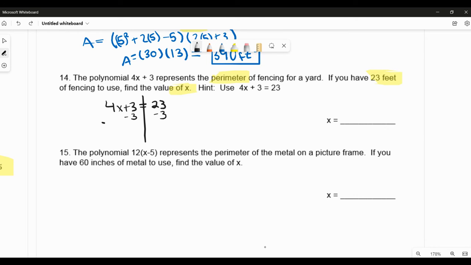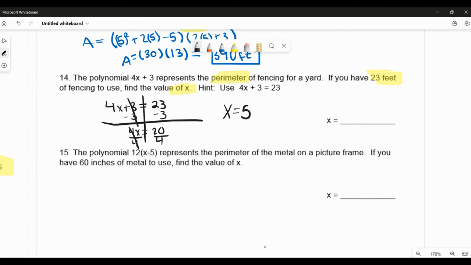And I messed up my line. I can't seem to draw straight ones today. Those are going to cancel. So I'll just have 4x equals 20. And I can divide that by 4. Those will cancel, and then 20 divided by 4 is just 5. So x is equal to 5.